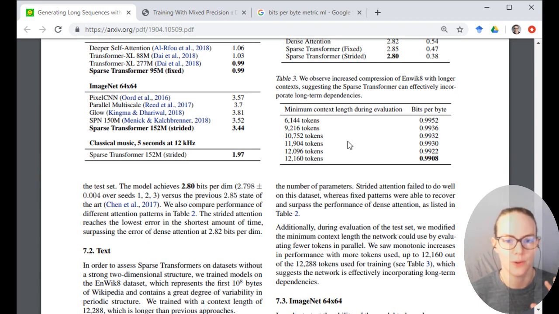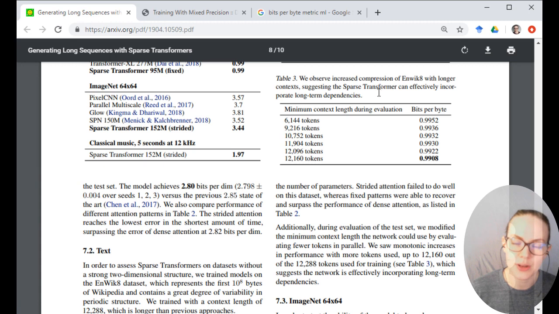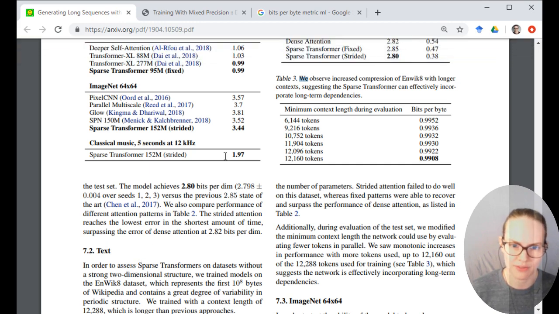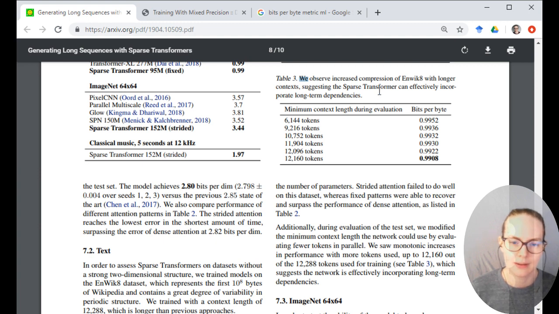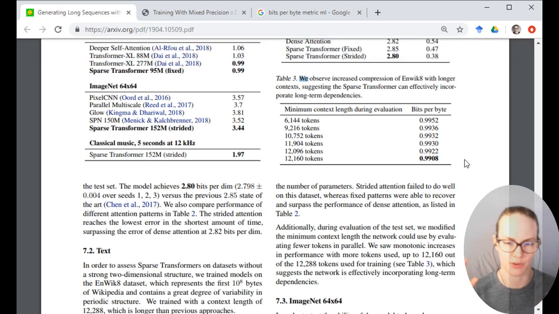Oh, I see. So they had the maximum number, and then they sort of chopped it down and saw what happened. And what happened is that bits per byte, which we want to be lower, got lower the longer the text was. We observe increased compression of enwik8 with longer context, suggesting the sparse transformer can effectively incorporate long-term dependencies. Because you would expect that if there was no relationship between tokens that were very far apart, then incorporating tokens that were further apart wouldn't help you more with local tokens. Interesting.